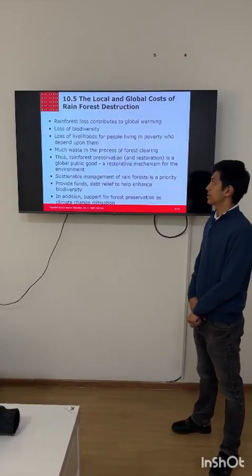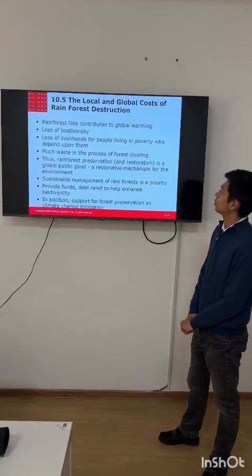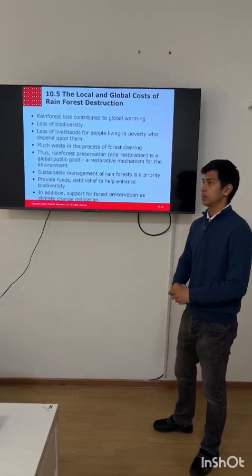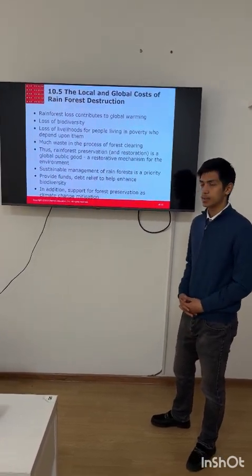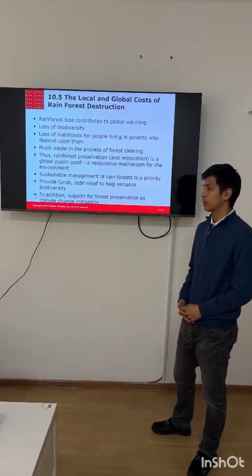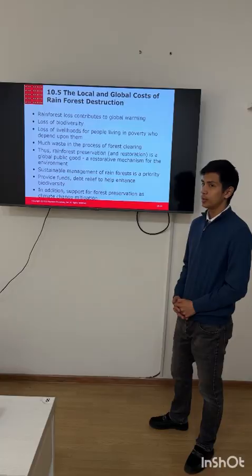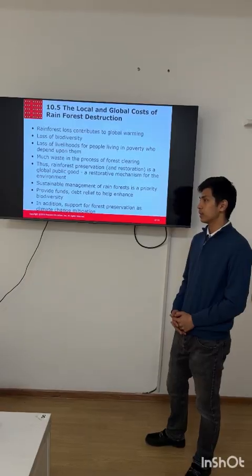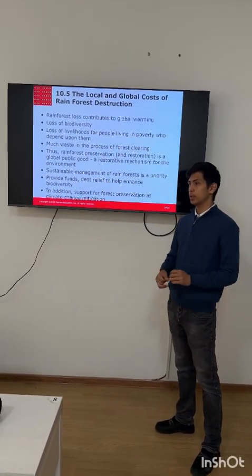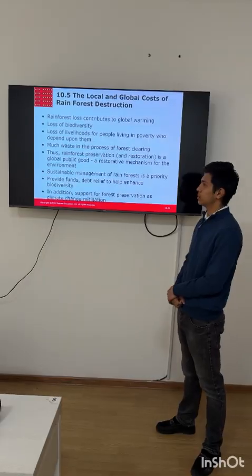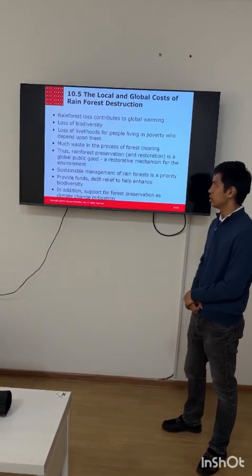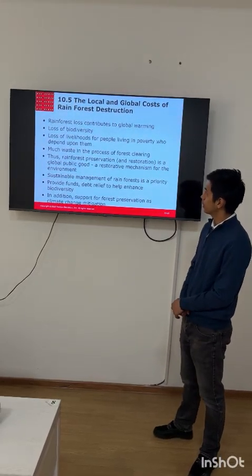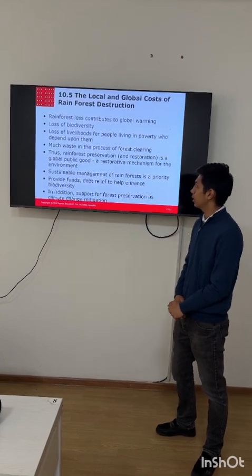Also, one of the biggest impacts of pollution is the local and global cost of rainforest destruction. As we know, trees have a significant impact on our climate. Rainforest loss contributes to global warming, as northern ice is melting now. It causes climate change and loss of biodiversity, and loss of livelihoods for people living in poverty who depend upon them.